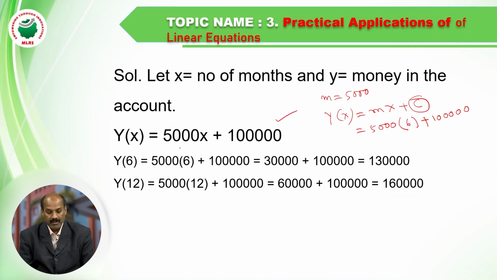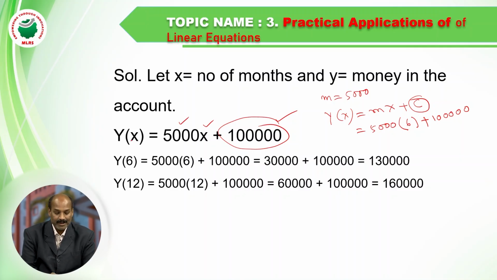So we can write it like this: y of x equals 5,000 into x plus 1 lakh. Here 1 lakh is the starting amount in the account and x represents the number of months, and he deposits 5,000 each month, and y represents the total amount in the account after x months. So that we denote by y of x equals 5,000 into x plus 1 lakh. So this is the linear equation of the given problem. This linear equation represents the entire problem.